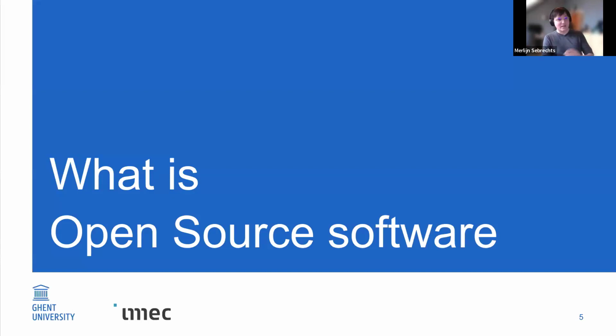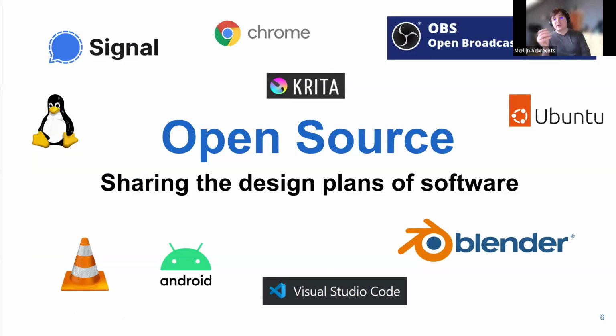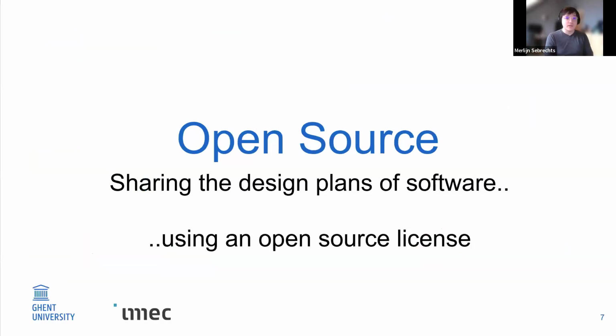So first, I'll explain what is open source software. So open source software is about sharing the design plans of software, sharing the source code of software, using an open source license. And this is something important to keep in mind. Open source software always means that the software has an open license. I can't just put my code online and tell everybody this code is now open source software. No, there is a legal framework surrounding making something open source.